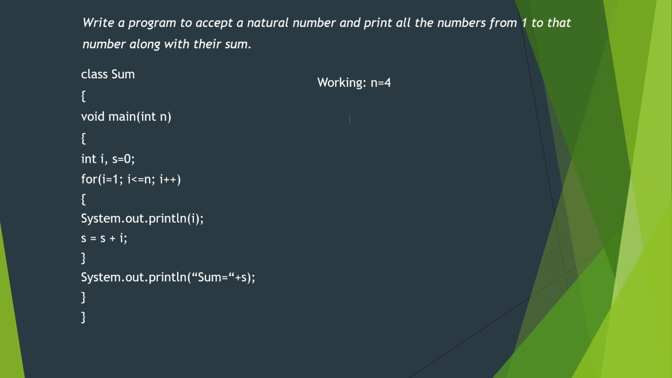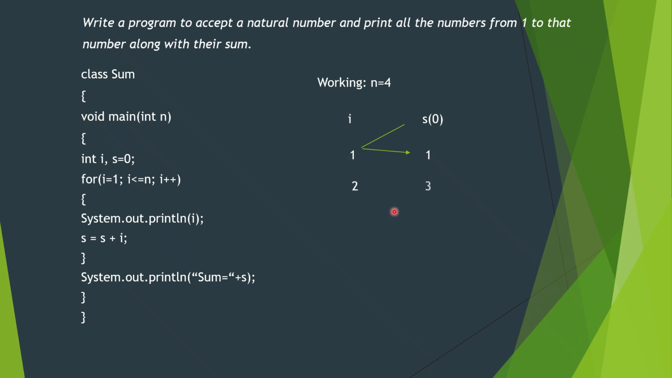Suppose n is 4. The I value will begin with 1 and the starting value of s is 0. What is the meaning of s = s + I? The starting value of s is 0 and I is 1. So 0 plus 1 will be added and it will be stored again in variable s only. That means 0 plus 1, the answer is 1. Okay? Here we are doing addition step by step.